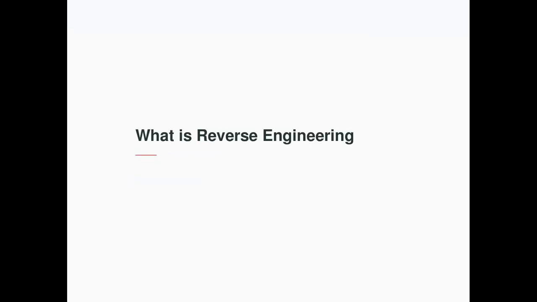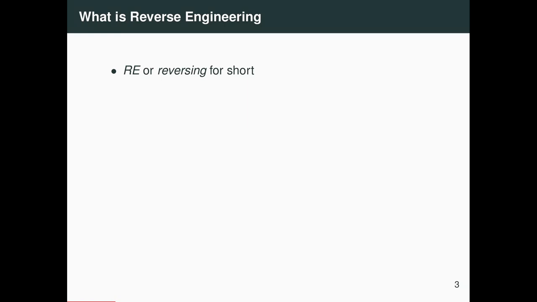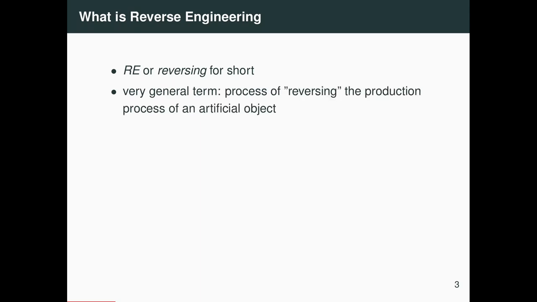So, what's reverse engineering? I will probably call it reversing later on in this talk, and abbreviate it as RE in the slides, just so you know what I'm talking about. It's a very general term of you take an object that has been produced, an artificial object, not by nature or something, but by man or woman, and reversing this production process is generally called reverse engineering. You can think of any piece of hardware, any piece of software, and beyond, whatever that may mean.